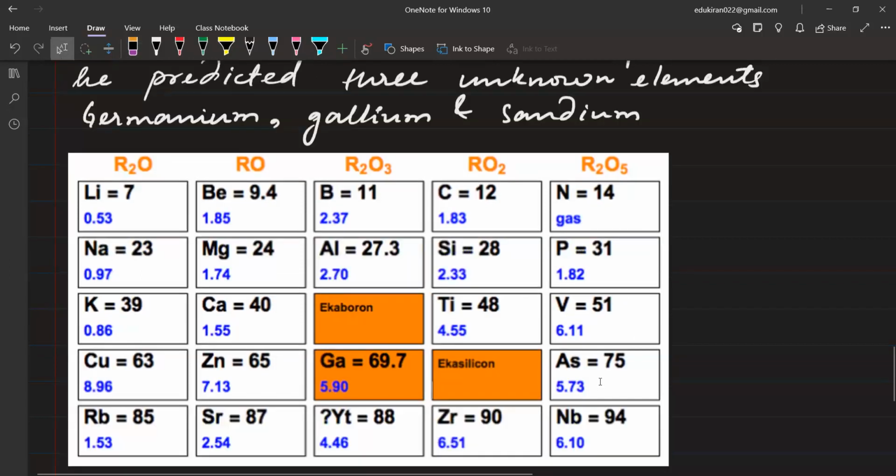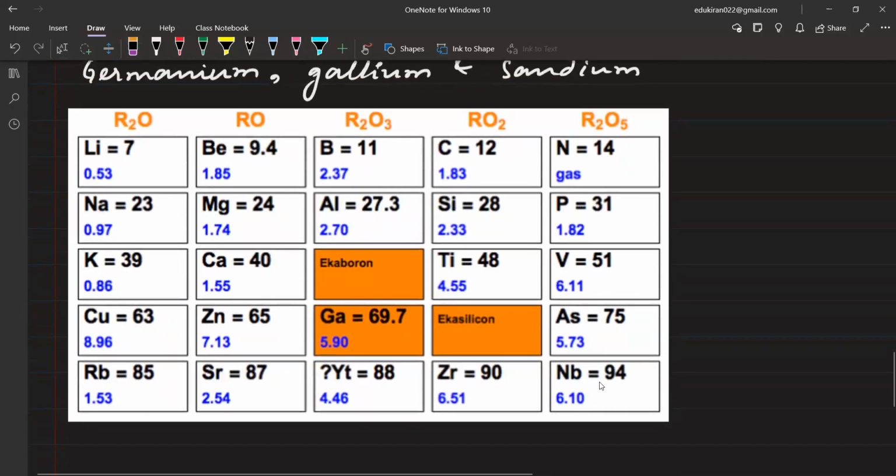Now, what about R2O, RO, R2O3? These are oxides. When you do the formula of lithium oxide, if you remember from class 9, lithium has a valency of 1. Oxygen has a valency of 2, and if you do crisscross, you will get Li2O. Correct? Yes, sir. So these are different oxides.